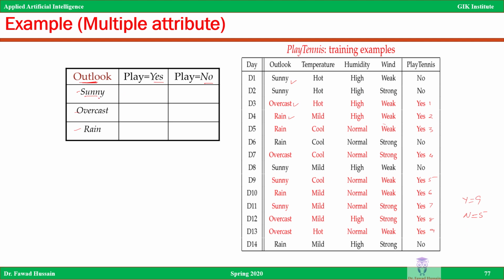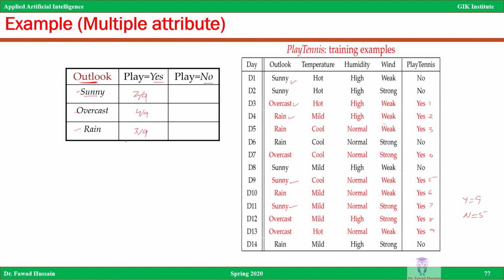Coming back here, for outlook, what's the probability that it's going to be sunny given that it is yes? We'll just have to look in all the yeses and find how many sunny we have. This is not sunny, this is not sunny, not sunny. We have one over here and then another over here. So this probability is going to be 2 by 9. For overcast we count 1, 2, 3, 4, so this is going to be 4 by 9. For rain we have 1, 2 and 3, and this is going to be 3 by 9.